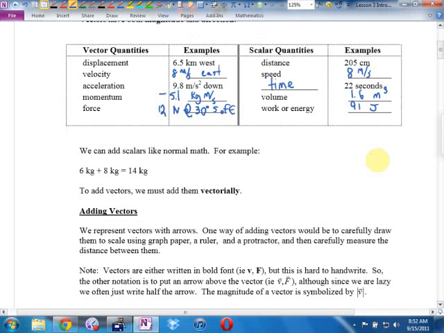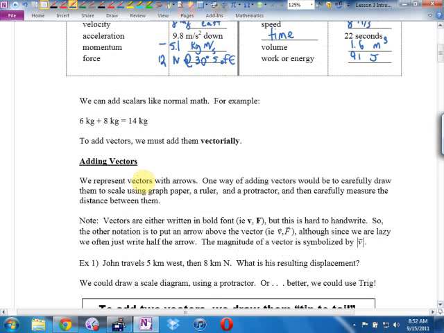Almost always this year, when I introduce a new topic or a new concept to you, one of the first things they'll give you is the units, the abbreviation, and scalar or vector. We can add scalars like normal math. For example, 6 kilograms and 8 kilograms is 14 kilograms. We can't add vectors like normal math. To add vectors, we have to add them vectorially. We often have to draw a picture.